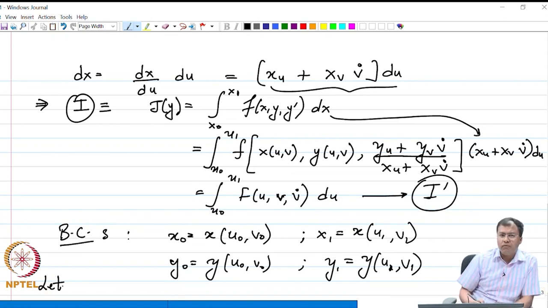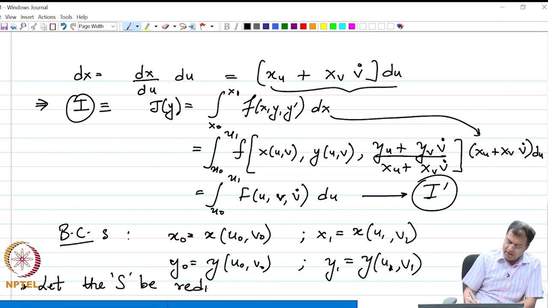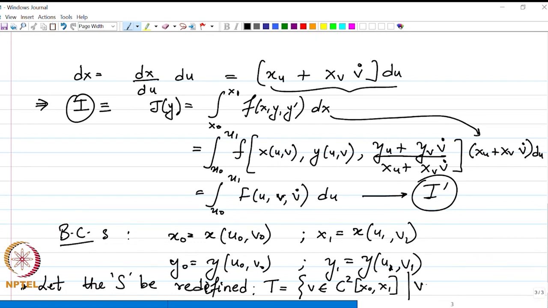So let us further redefine our set where the extremals are going to come from, that is the set S. I am now redefining everything including the set S from the Cartesian frame to the UV frame. My new set is the set T, which is equal to all V in C 2 of x naught, x 1, such that V of u 0 is v 0 and V of u 1 is v 1. So, this new set T is the set of newly defined functions which are second order differentiable with this new set of boundary conditions.